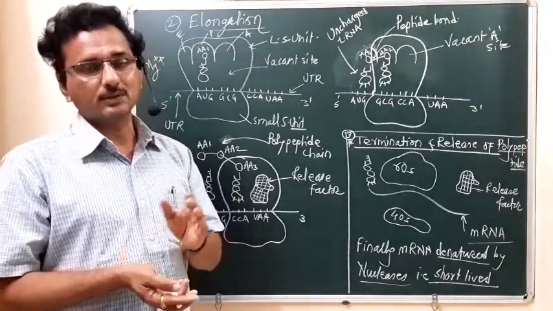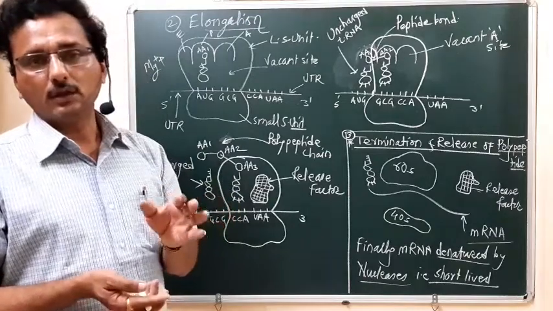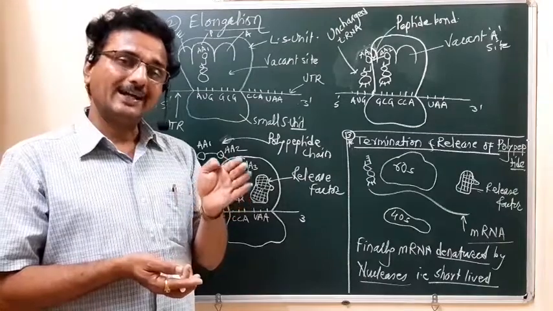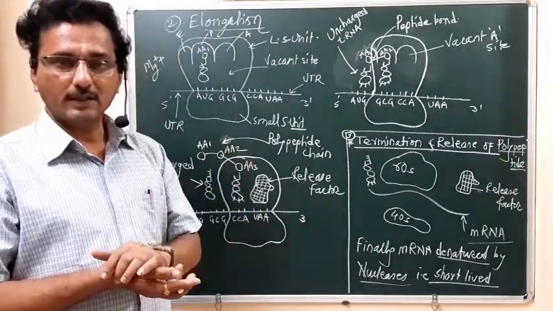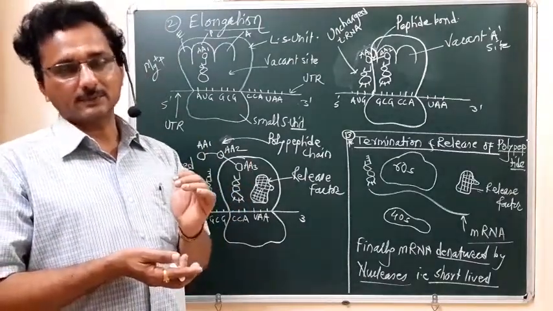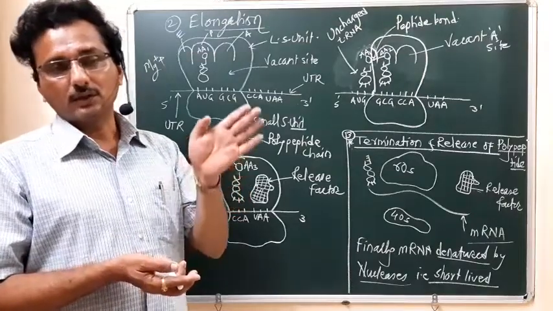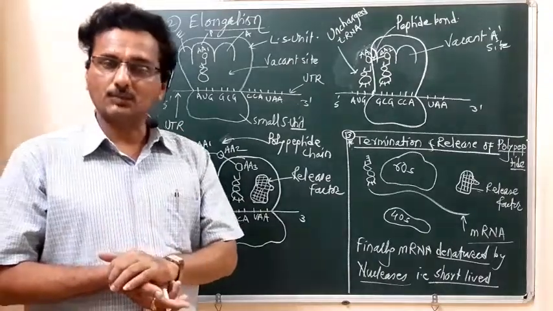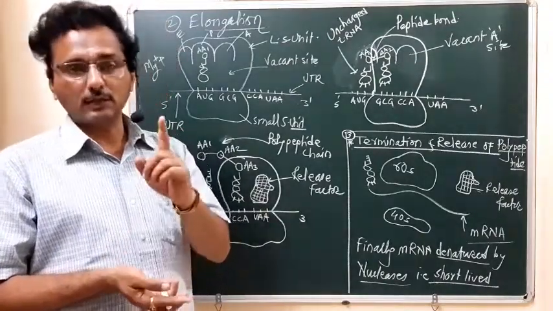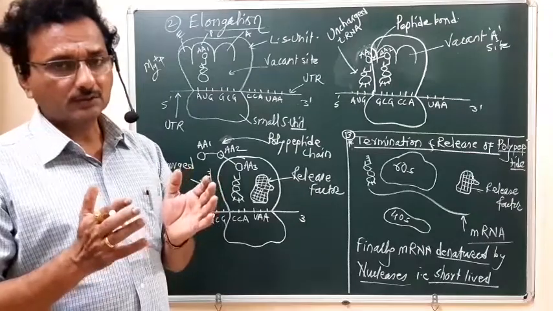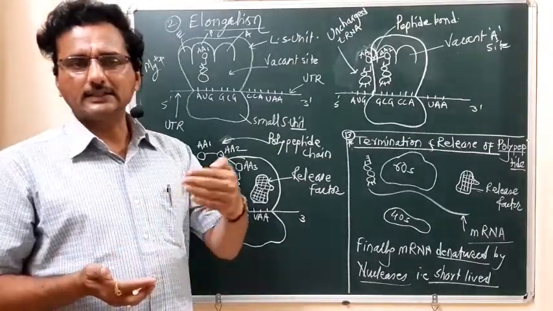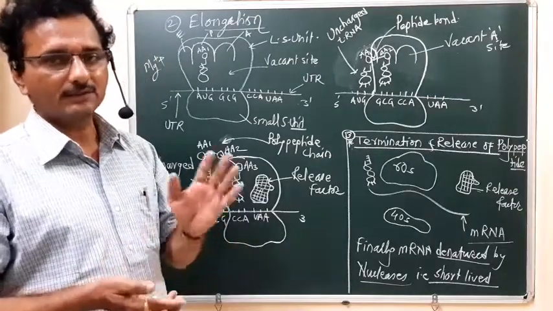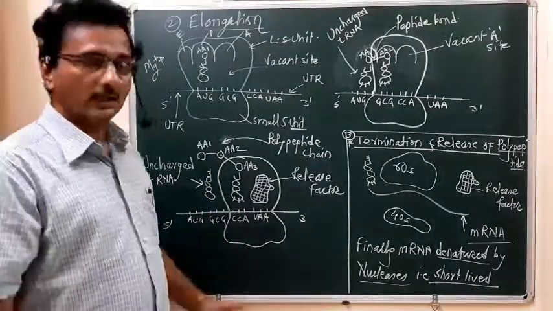Okay, translocation means the movement of the ribosomal units over the mRNA. That movement takes place in the direction of 5' to 3', and at each step the ribosome moves the length of one codon only. So student, these are the three steps. Let's see how these three steps take place during the elongation.